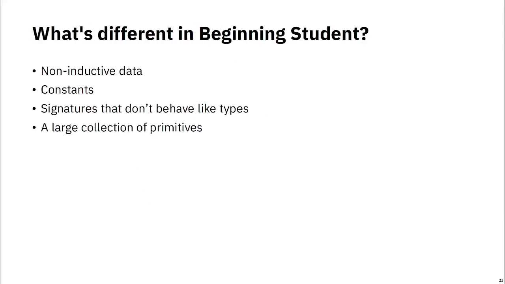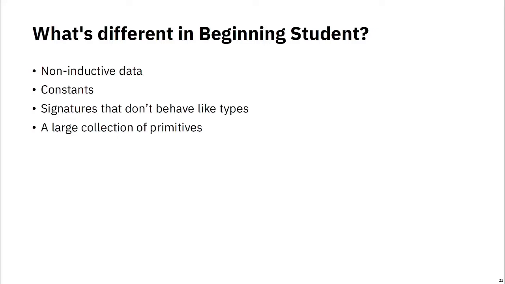So what's different in our beginning student language? First off, we have a lot of non-inductive data types that Myth's language cannot express, like symbols and strings and even images. In addition, Myth cannot guess constants. As in, if you had the function that merely evaluated to 5, it could not synthesize it. This is because the language that Myth uses does not actually have constants in the language, as we can merely express just S of S of S of S of Z, for example.